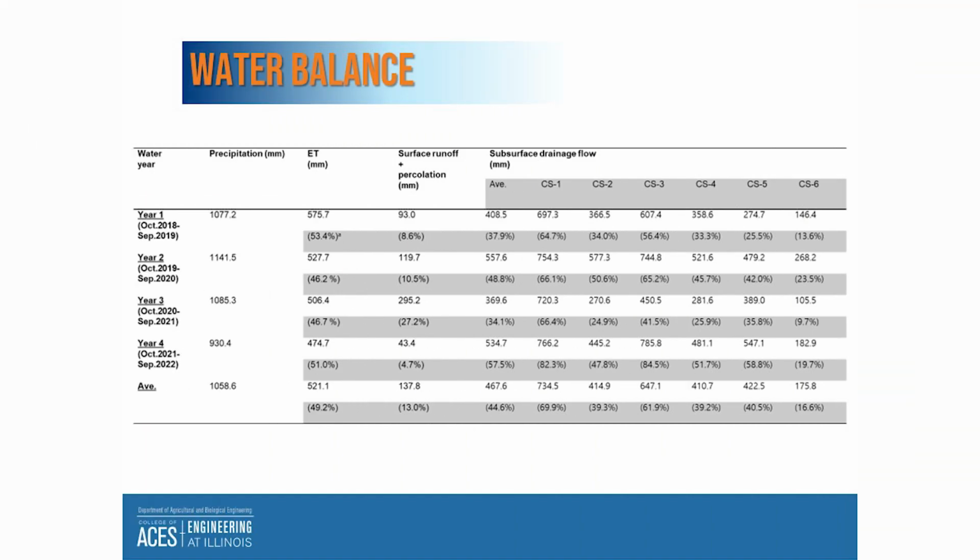And then we looked at individual field response. So these are year-by-year results. Year 1 was October 2018 through September 2019, so we follow the water year dynamics here, and these are the 6 field numbers. These are your year 1, year 2, year 3, year 4. What we found is that, on average, the highest tile flow was recorded in CS1, which has 40 feet and 3.5 feet depth and spacing, and the lowest was from CS6, which was 60 and 2.5.